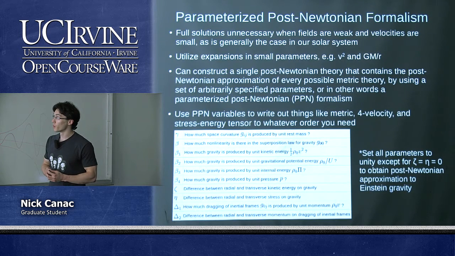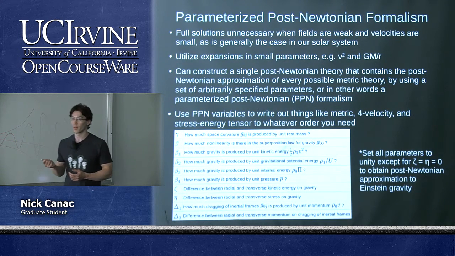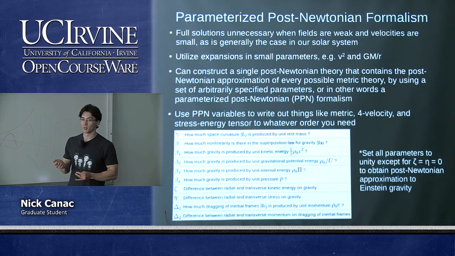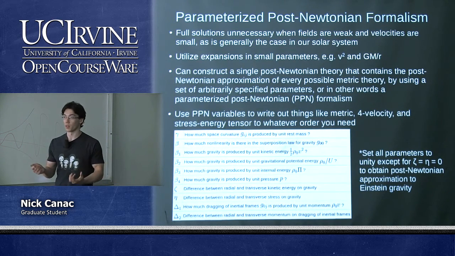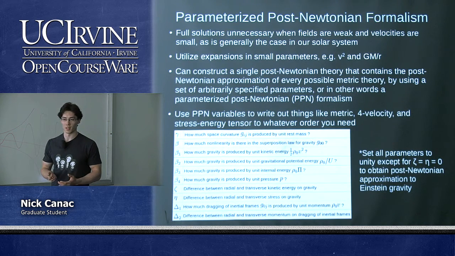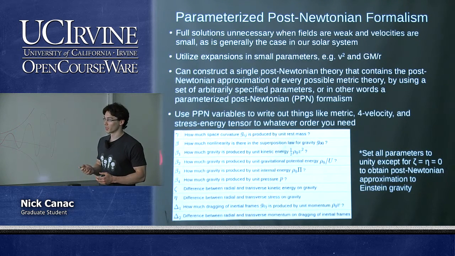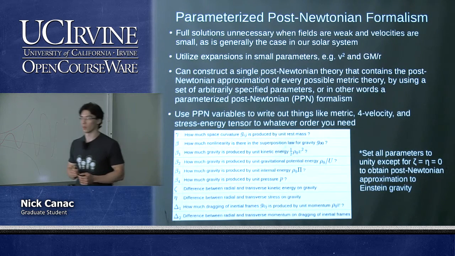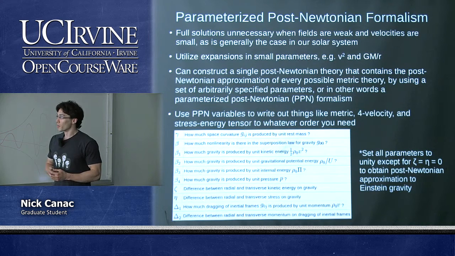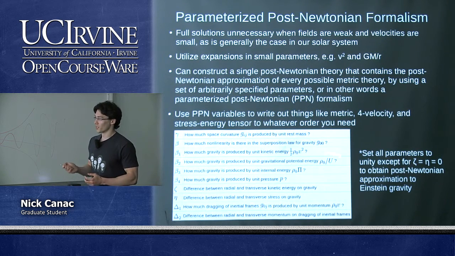And then we can construct a single post-Newtonian theory that generalizes. It's very general. It can approximate any potential metric theory of gravity that you have by sticking in an arbitrary set of parameters. So one example of these parameters is just this one. So there's 10 parameters.